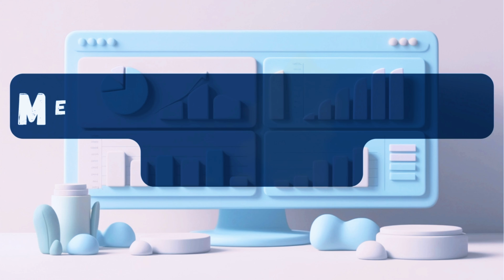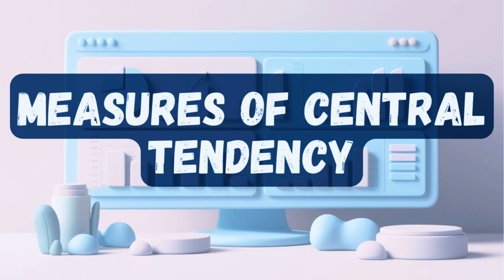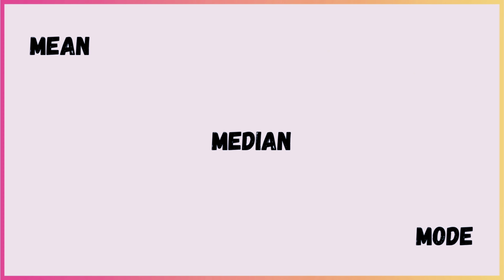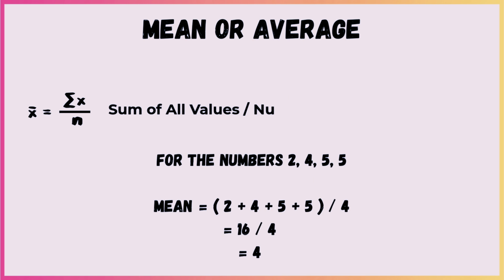The first set of statistics we're going to be talking about today are the measures of central tendency: mean, median, mode. These measures tell us where the center of our data is or what the typical values of our data set looks like. The mean or average is the sum of all values divided by the number of values we have. It is very useful when you have symmetrical data, but sensitive to outliers.